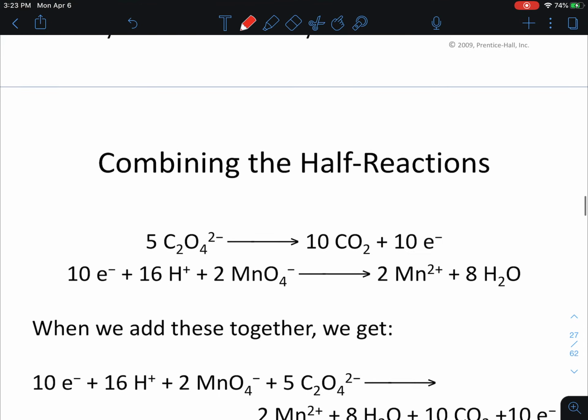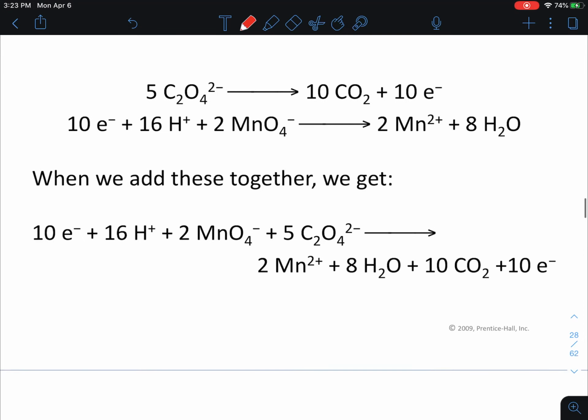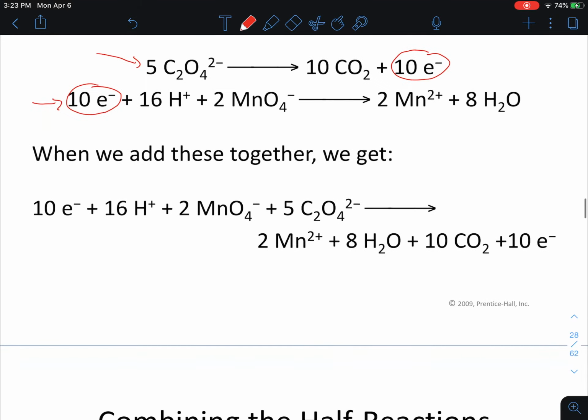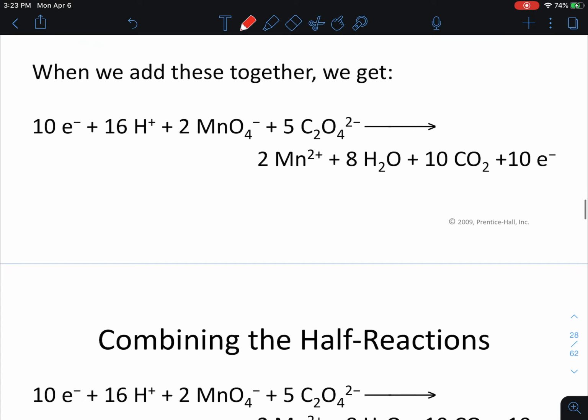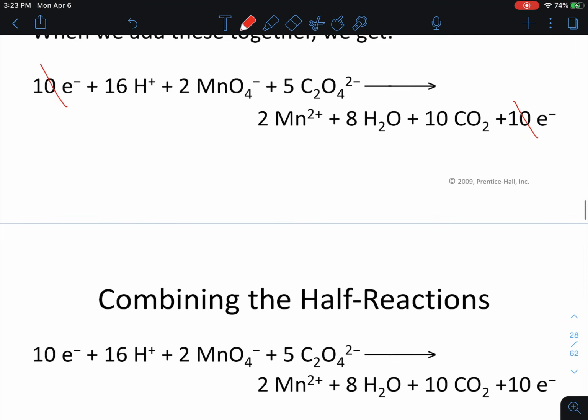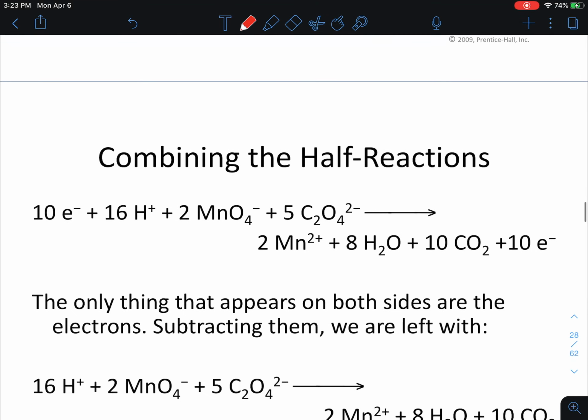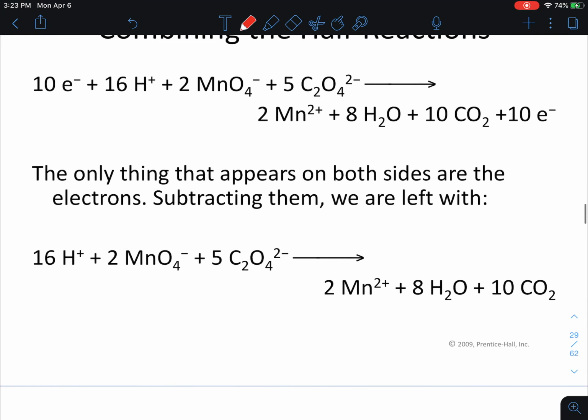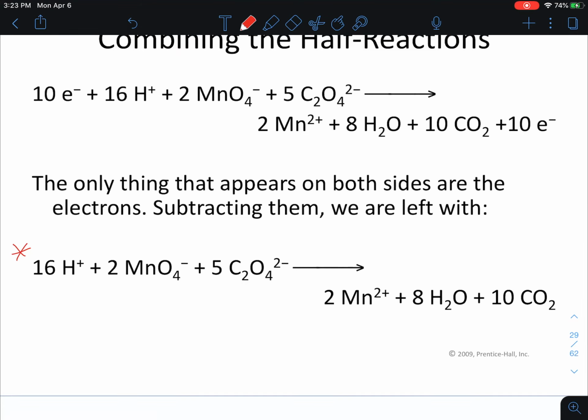So we've got some multiplying to do and then some tidying up to do. Here's the top reaction after multiplying by 5, and then the bottom reaction after multiplying by 2. Again, our purpose for doing that is so the electron count is even on both. When we combine it together, you see what we get. And then remember, we're going to cross out our electrons on each side. Nothing else is going to cancel out, but the electrons do. And then when we're all done, this is where we get our final balanced reaction.